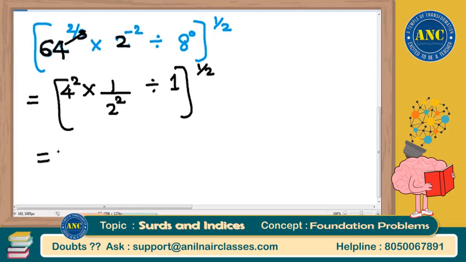So this can be further simplified as 2 square is nothing but 4. It will cancel with one of the 4. 4 into 1 is 4. 4 divided by 1, whole power 1 by 2. 4 by 1 is 4. Square root of 4 is 2. These are all very, very easy questions to take care of. Next question.